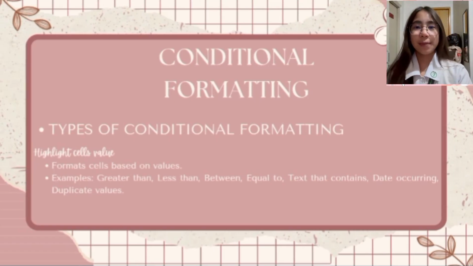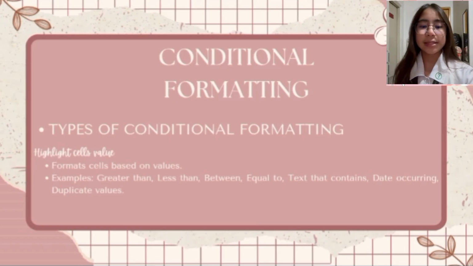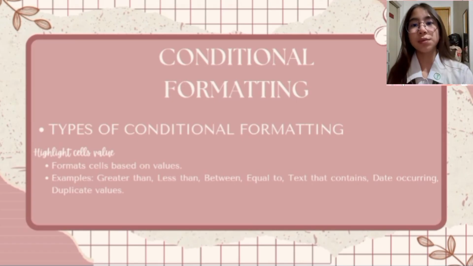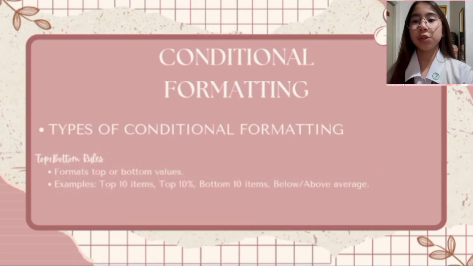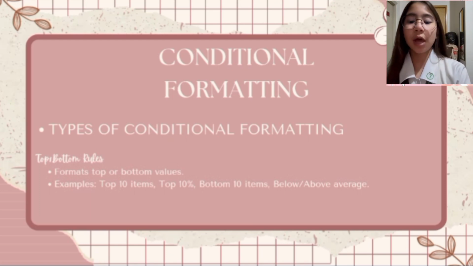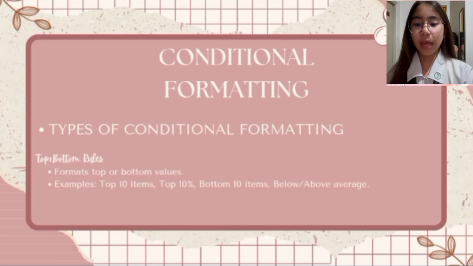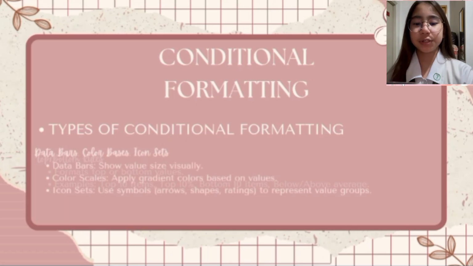Let's proceed to the types of conditional formatting. Highlight cell rules. It formats cells based on values. Example: greater than, less than, between, equal to, text that contains, dates occurring, and duplicate values. Second one is top and bottom rules. It formats top or bottom values. Example: top 10 items, top 10%, bottom 10 items, below or above average.